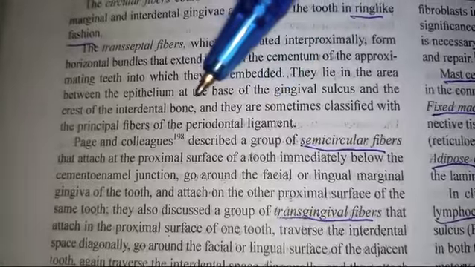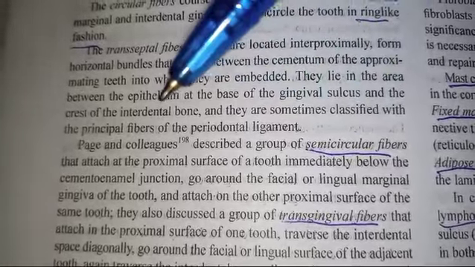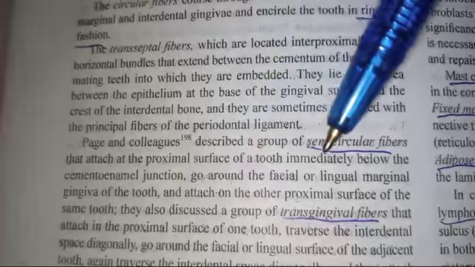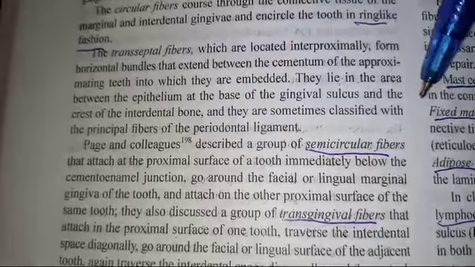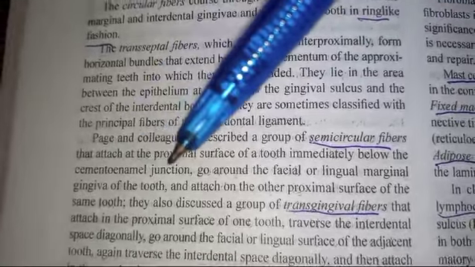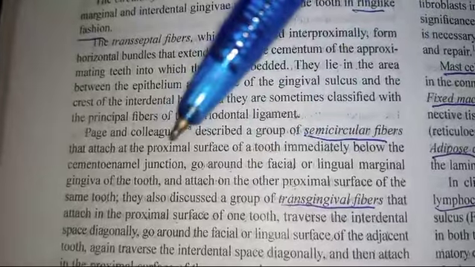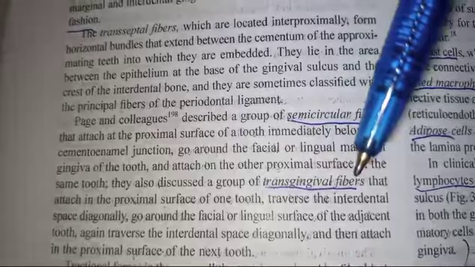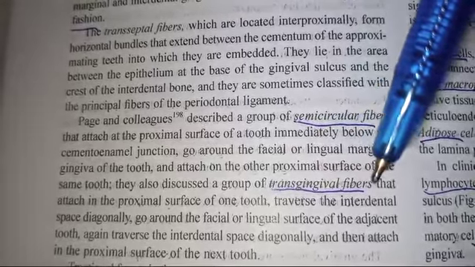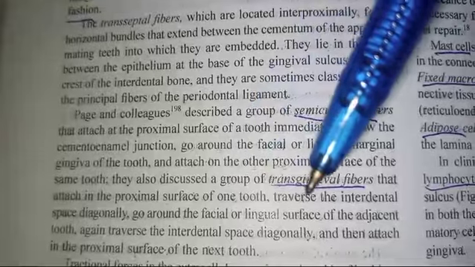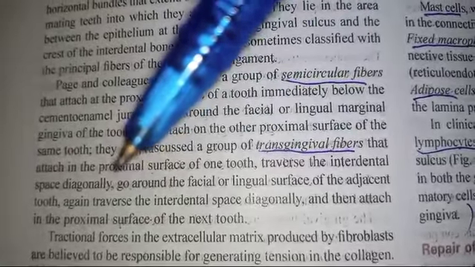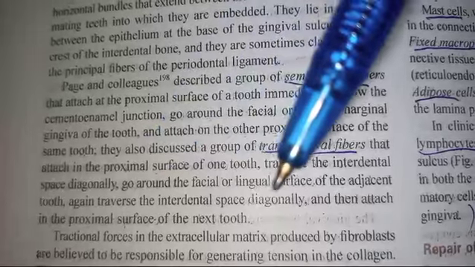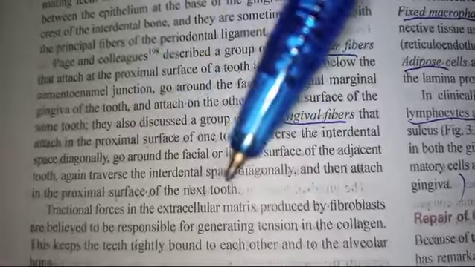Okay, semicircular fibers that attach to the proximal surfaces of the tooth, below the cementoenamel junction. Semicircular fibers go around the facial and lingual margins of the gingiva of the tooth and attach to the other proximal surface of the same tooth. Then there are transgingival fibers they have discussed, which are also present on the proximal surface of one tooth and traverse the interdental space diagonally around the facial and lingual of the adjacent tooth, and then attach to the proximal surface of the next tooth.